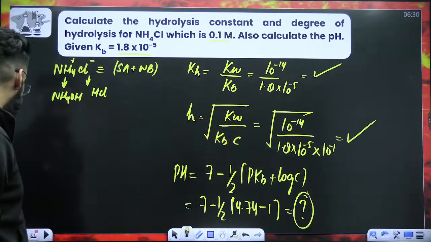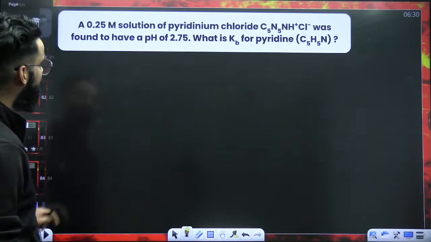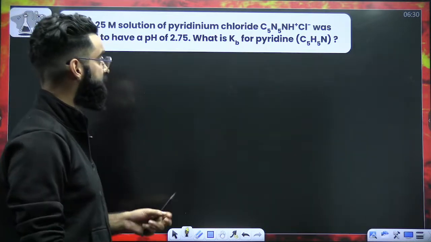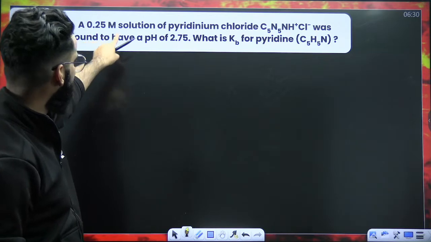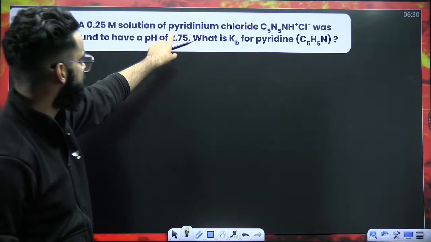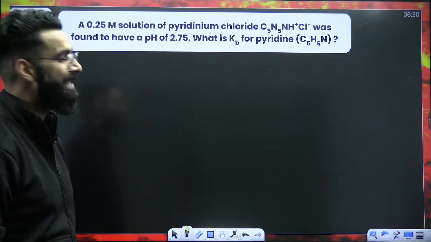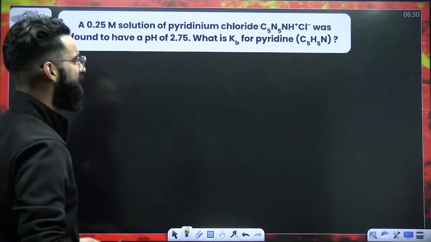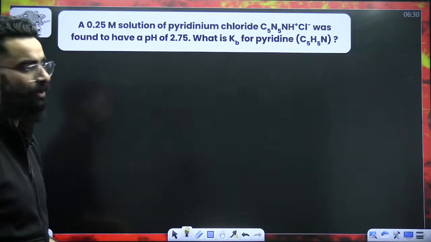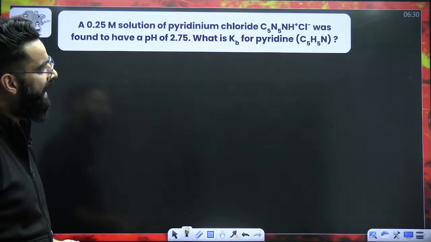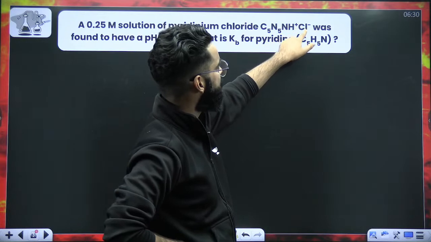So again, you should be able to solve these sort of questions. Again, if you have a look, this is one more question. A 0.25 molar solution of pyridinium chloride. So salt is given, pyridinium chloride was found to have a pH of this much. What is Kb? Again, it's simple. Just identify the salt. Quickly, identify the salt. It is C5H5NH positive, Cl negative.